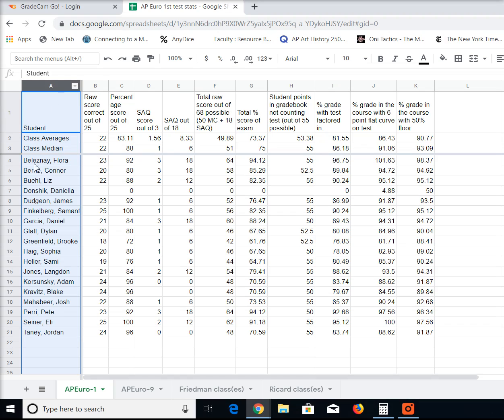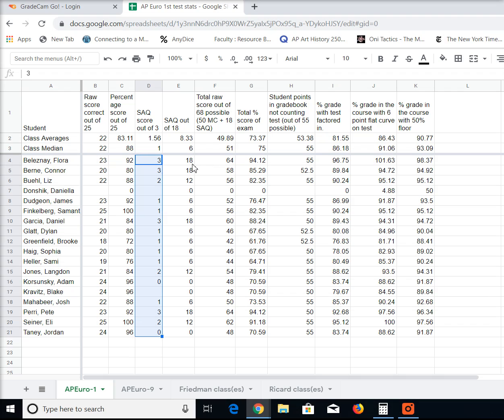I've got all of my students over here by last name, just because it matches up with the class roster. And what I did was I just put in their multiple choice grade right here, the raw score out of 25 points, and then I put in their SAQ score out of 3. Not sure how you guys graded your SAQ portion, but I just gave a 1 point up or down on each one of the 3 questions, but we could change that if we wanted.